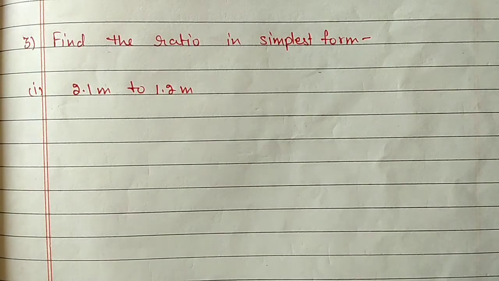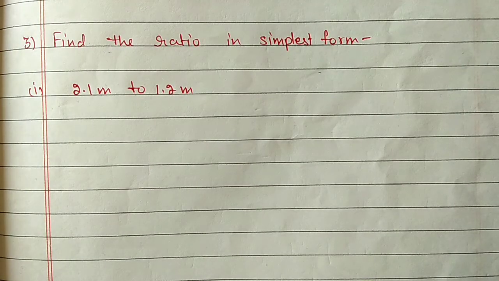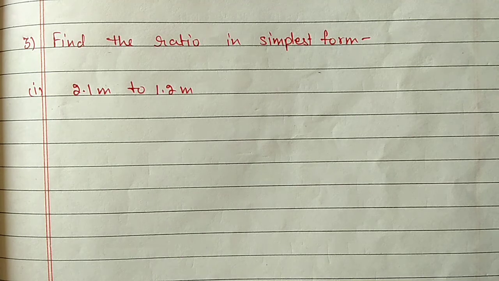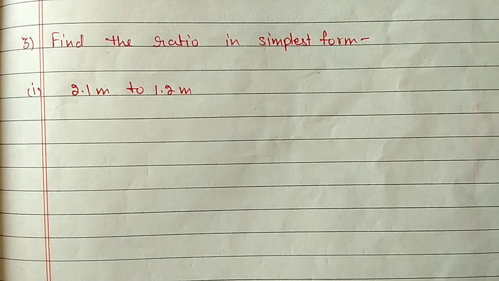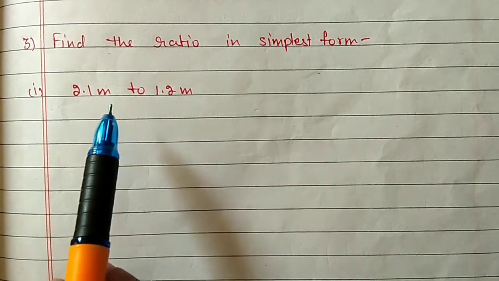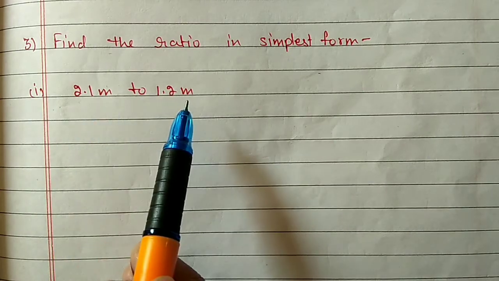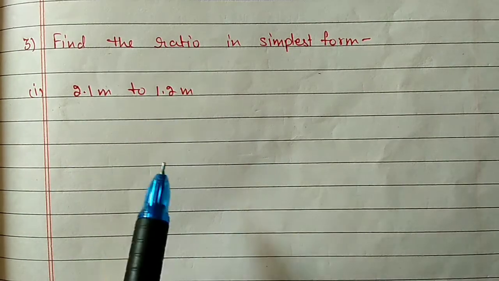Next, question number 3: find the ratio in the simplest form. So here you have to cancel the common number from numerator and denominator. First part is given, 2.1 meter to 1.2 meter. So first always check the unit, it should be the same. If it is not the same, then you have to make it the same.